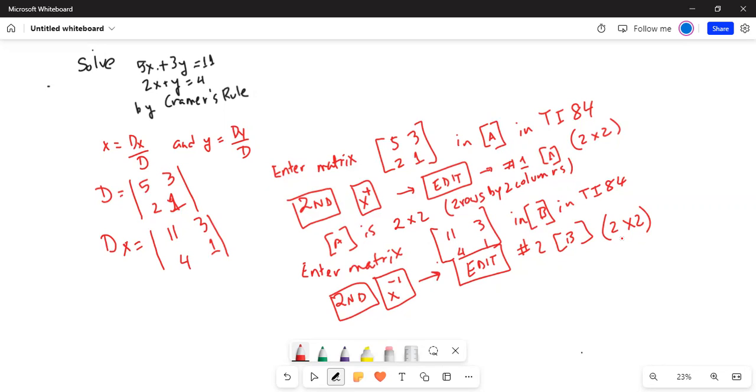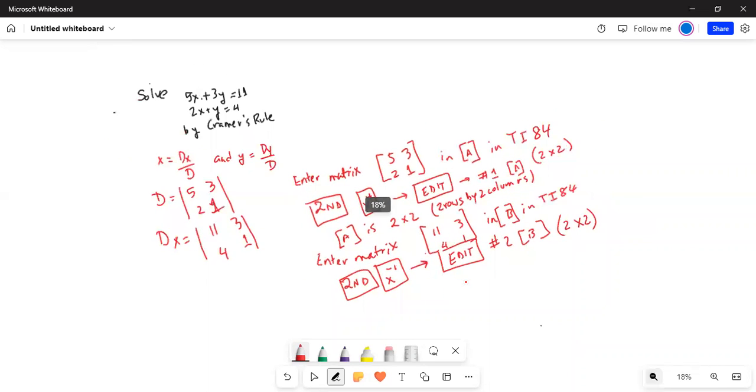Now you're ready to enter the components of matrix B, which is 11, enter, 3, enter, and then 4, enter, 1. So 11, 3, 4, 1. Notice that in Dx, I have replaced the first column, the coefficients of x, 5 and 2, with the constant terms 11 and 4, which are on the right-hand side of the equation. Now that we have written this, let's reduce this a little bit.